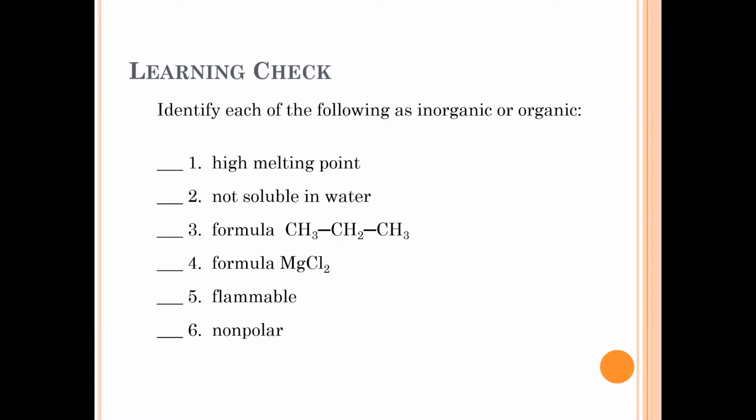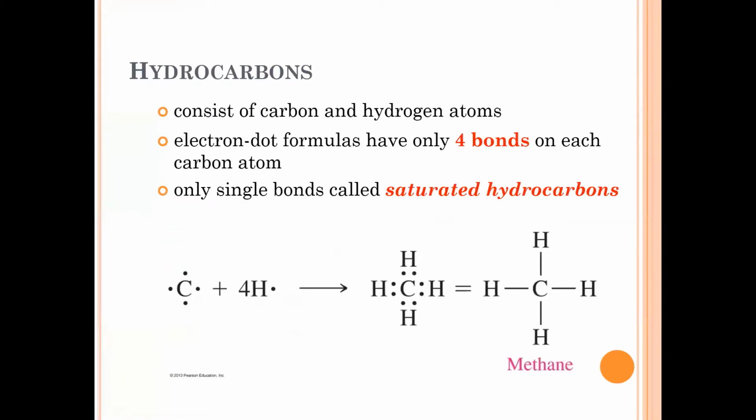The first one, a high melting point, is seen in inorganic compounds, so ones that are ionic. If it's not soluble in water, that means it is organic. If the formula is just C's and H's, this would be an organic formula. The formula MgCl2, again, remember here we have an ionic compound, so this would be inorganic. Flammable means we are organic, and nonpolar is another organic characteristic.